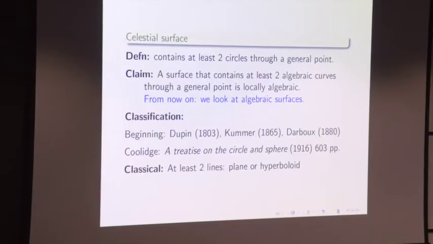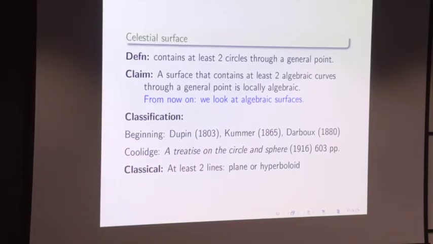And a lot of it is treated in the book by Coolidge, a treatise on the circle and the sphere, which was actually published by Oxford University Press. And Coolidge at the time was chairman of the math department at Harvard. So it's nice. It seems it was a really interesting topic about 100 years ago. People really were thinking about it.